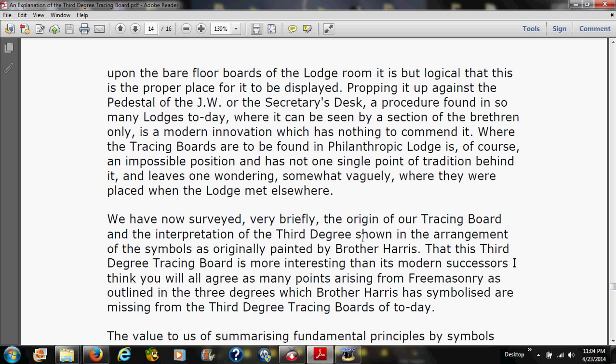We have now surveyed, very briefly, the origin of our tracing board and the interpretation of the third degree shown in the arrangement of the symbols as originally painted by Brother Harris. That this third degree tracing board is more interesting than its modern successors, I think you will all agree, as many points arising from Freemasonry as outlined in the three degrees which Brother Harris has symbolized are missing from the third degree tracing boards of today.